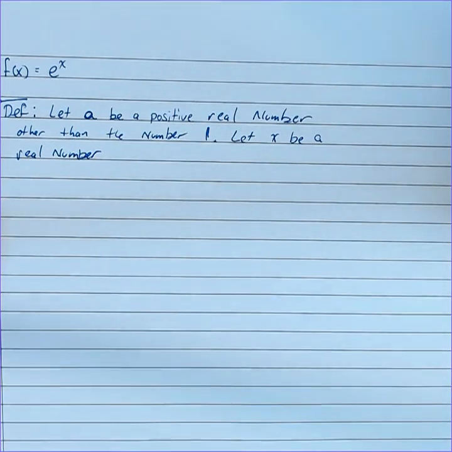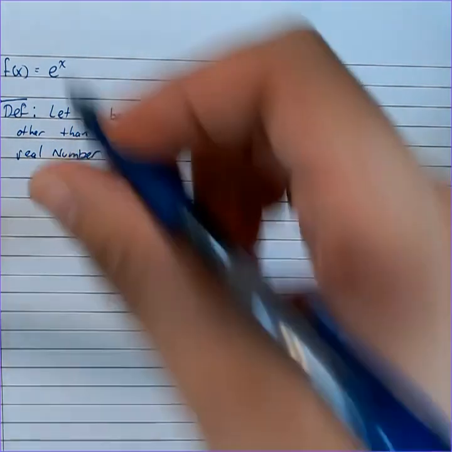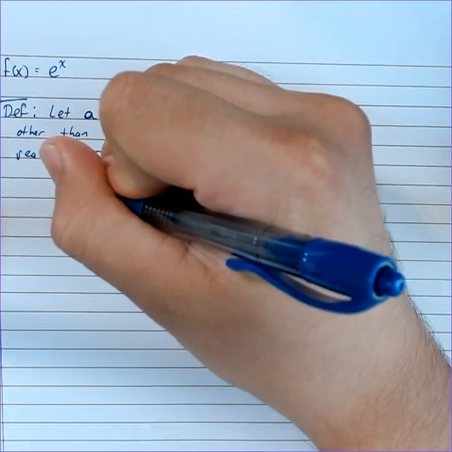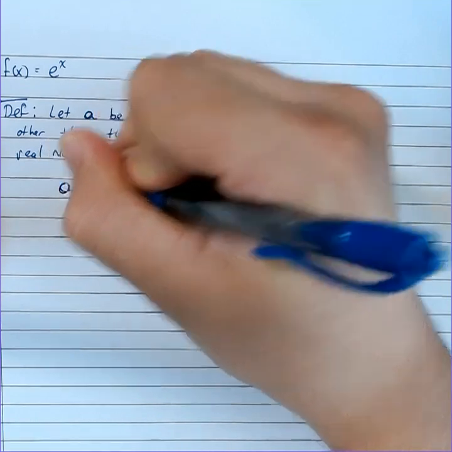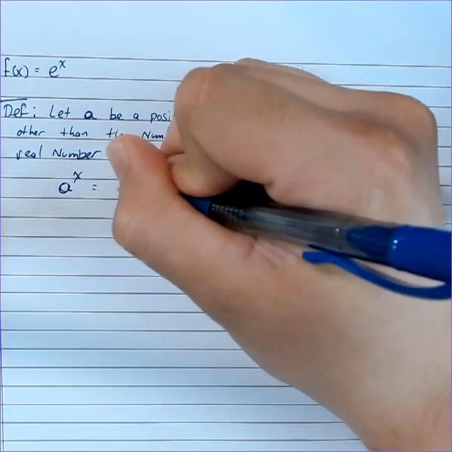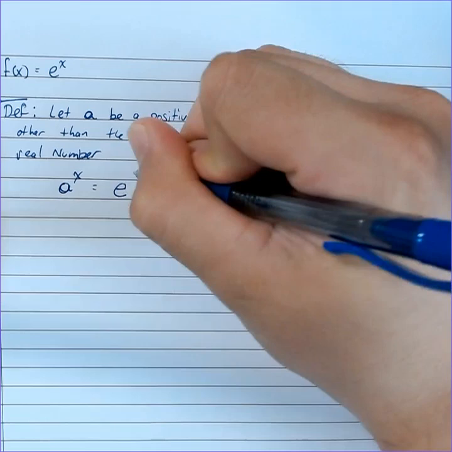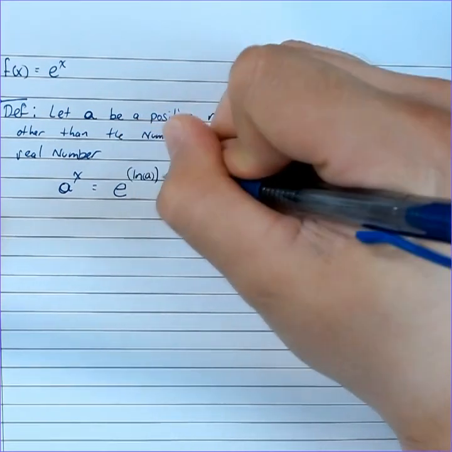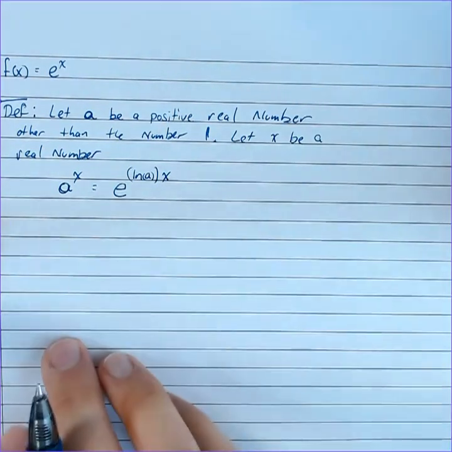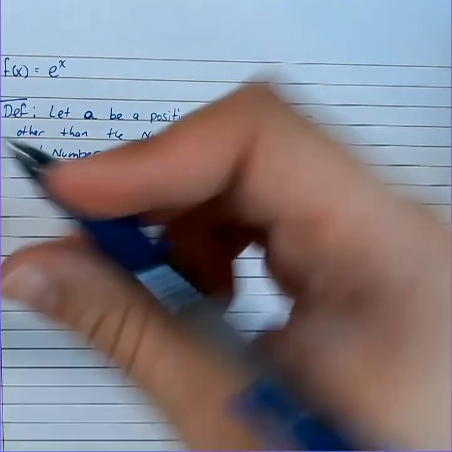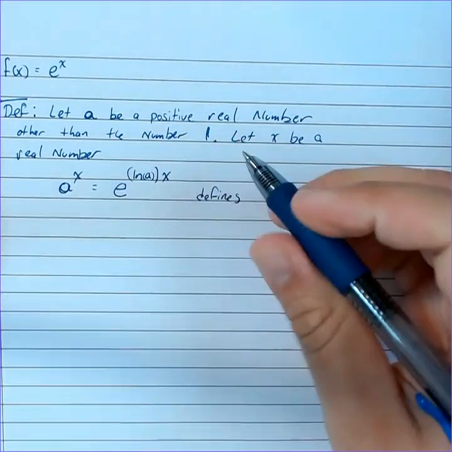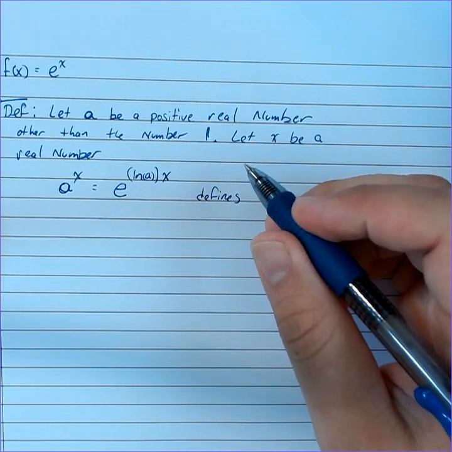Okay. Then we're going to define an exponential function as follows. a to the power of x is going to equal e to the natural log of a times x, like this. This defines the exponential function of the base a.